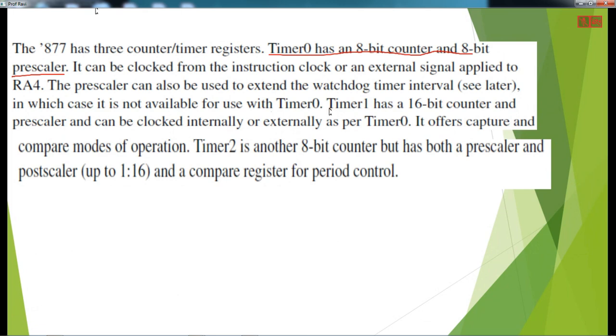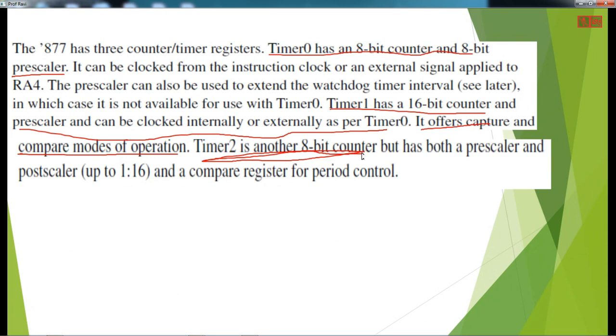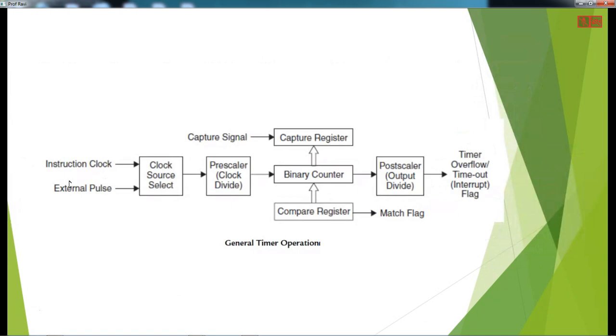Coming to timer 1, it has a 16-bit counter and a prescaler and can be clocked internally or externally, as with timer 0. It offers capture and compare modes of operation, which is very helpful for generating pulse width modulation signals. Timer 2 is another 8-bit counter, but has both prescaler and postscaler, with postscaler from 1 to 16, and a compare register for period control. So this is the timer operation of the 16F877.